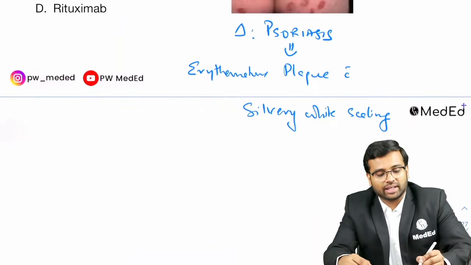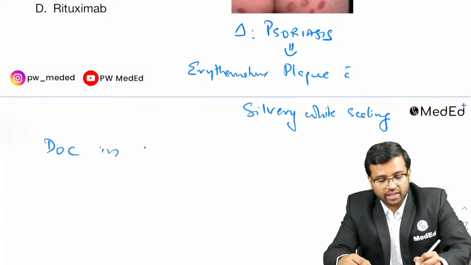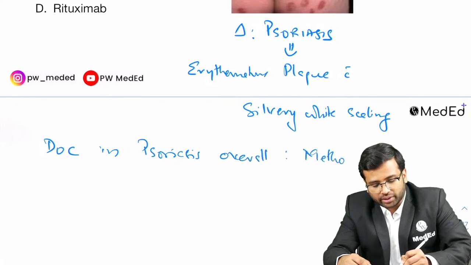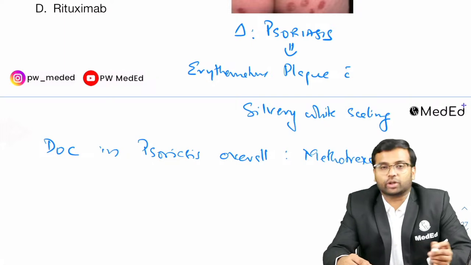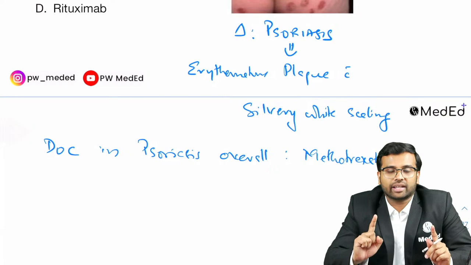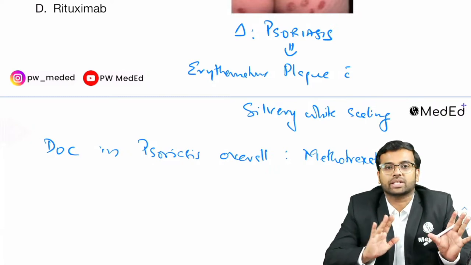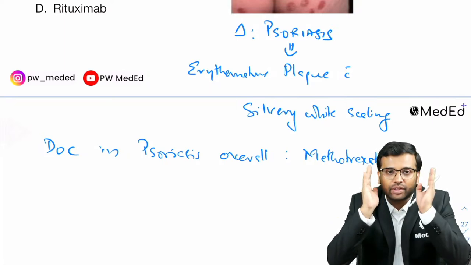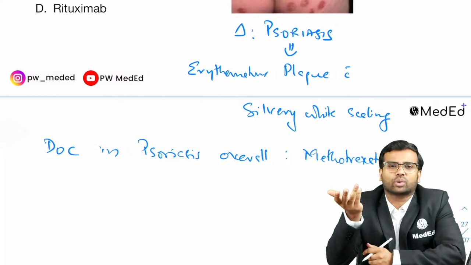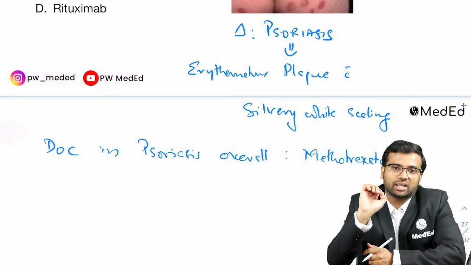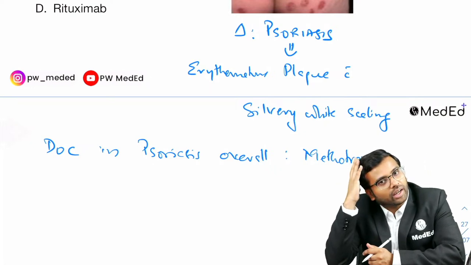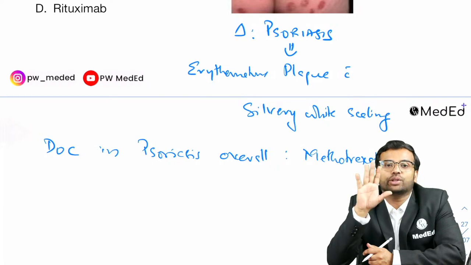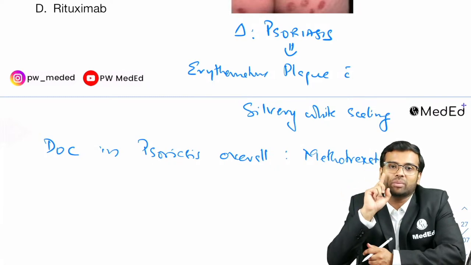So please make a note of it that the drug of choice in psoriasis overall is going to be methotrexate. So remember, on the day of exam, if you are getting a question like a patient with psoriasis along with pitting of the nails, what is the treatment? Methotrexate. If a patient is having psoriasis along with low backache, let us say psoriatic arthritis, what is the treatment? Methotrexate. If a patient has psoriatic scalp involvement, drug of choice, methotrexate. So the overall drug of choice in psoriasis is going to be methotrexate.